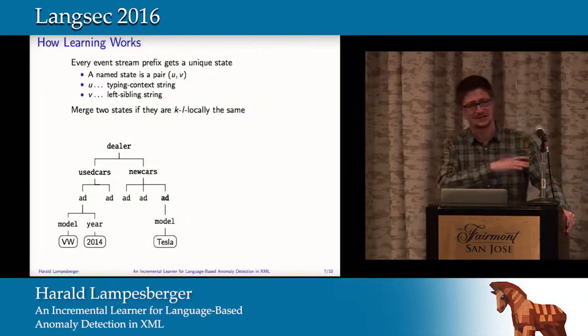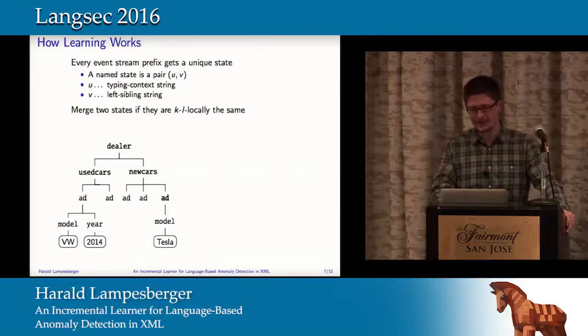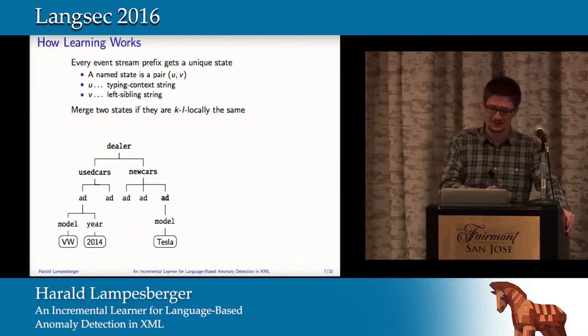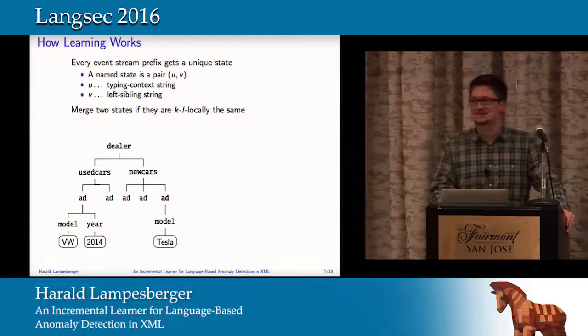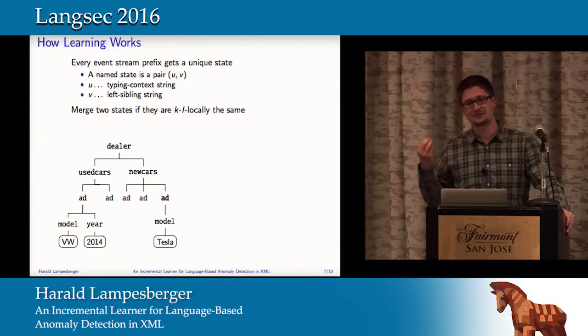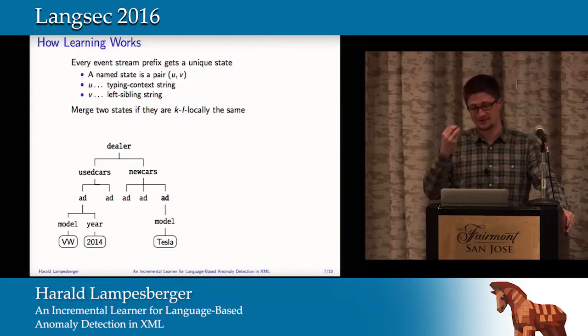So let's look at this example. This is an XML infoset. It is a document where a dealer has used cars, new cars, and advertisements for them. What makes this example interesting is that the advertisements for used cars are a different type than the advertisements for a new car, because a new car does not need a year, because it's new. And the learner should, of course, be able to distinguish these cases.